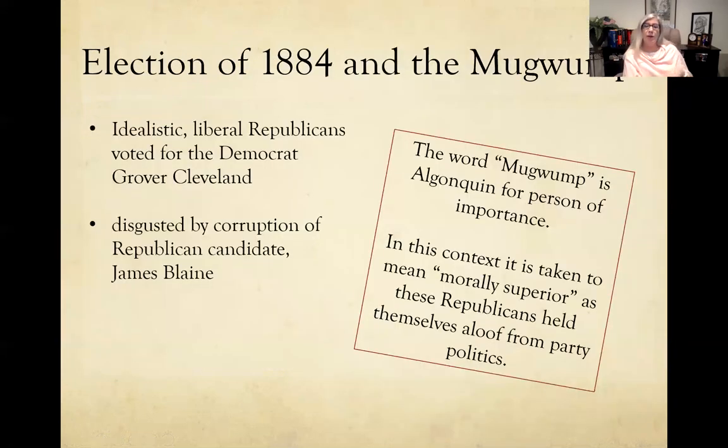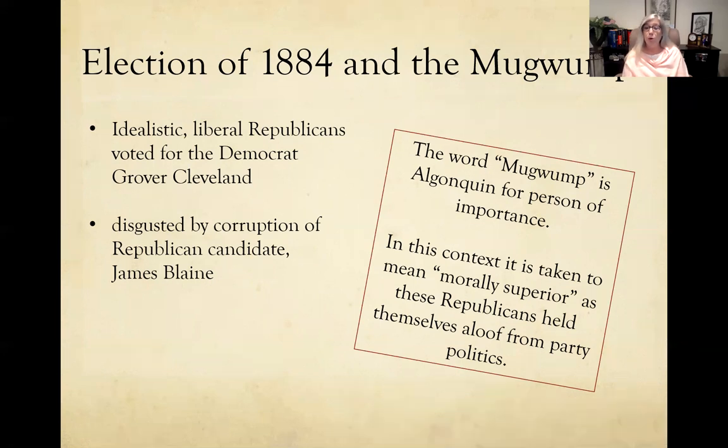And so again, look at how this plays out. The Democrat Grover Cleveland is about ending the corruption. And the Republican candidate, James Blaine, is one of these guys who big business has him in their pocket. And the people know that. So there are some people in the Republican Party who end up actually voting for Grover Cleveland, and we're going to call them the mugwumps.